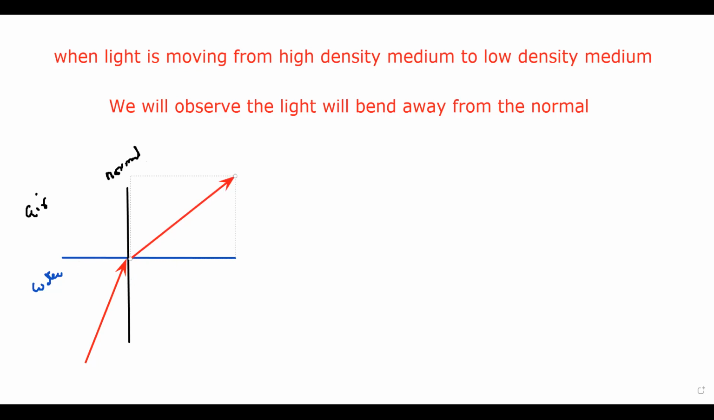normal. So this is the angle of incidence, the angle between the normal and the incident ray, and the angle between the normal and the refracted ray is the angle of refraction. But if we increase the angle of incidence, what will we observe? We'll observe the angle of refraction will also increase.